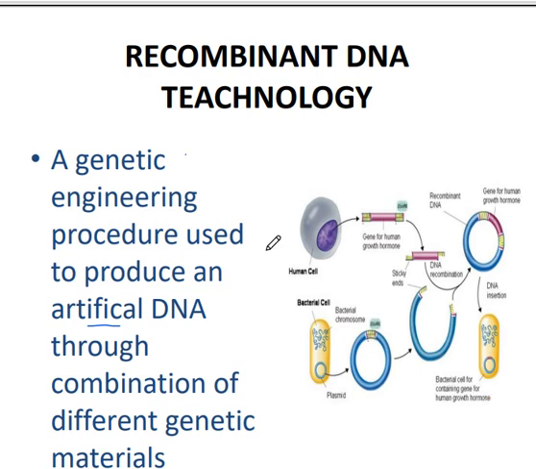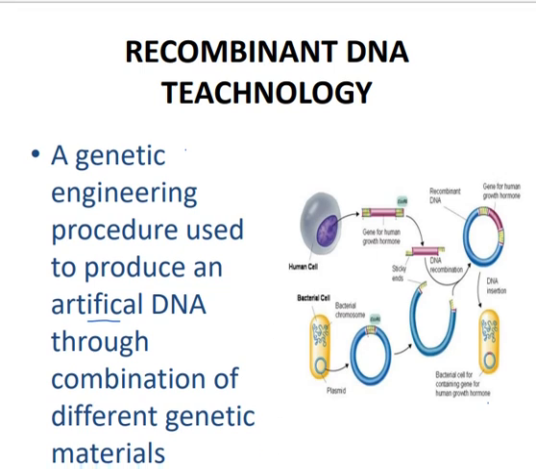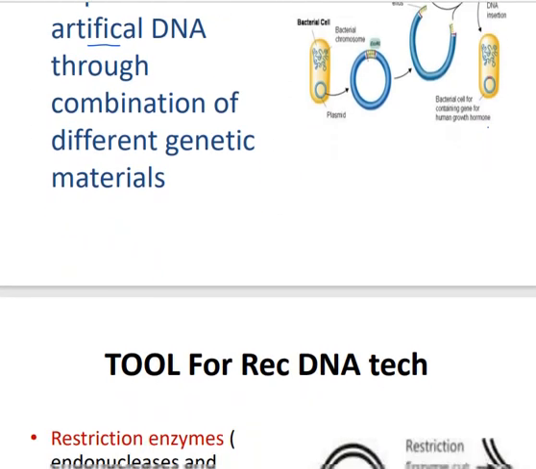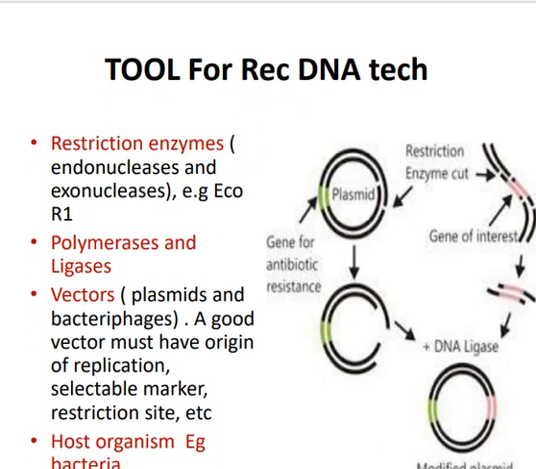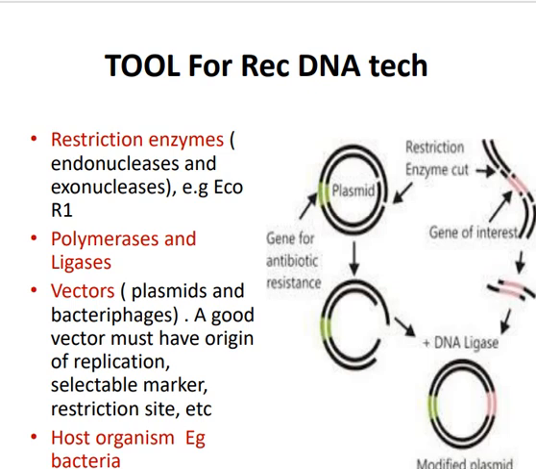Now let's look at the tools that are involved in recombinant DNA technology. If you want to recombine two DNA strands from different sources, you need some tools before the procedure can work out. These are the tools required for recombinant DNA technology. The first one is restriction enzymes. We have the polymerase and ligase. We have the vectors and also host organisms. Let's take them one by one and look at what they are.